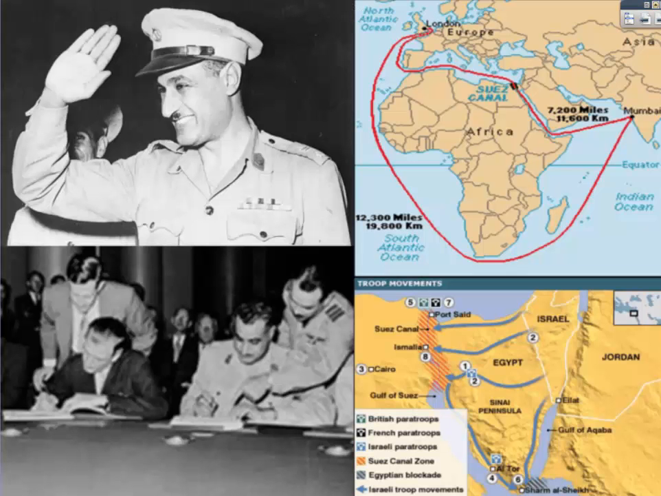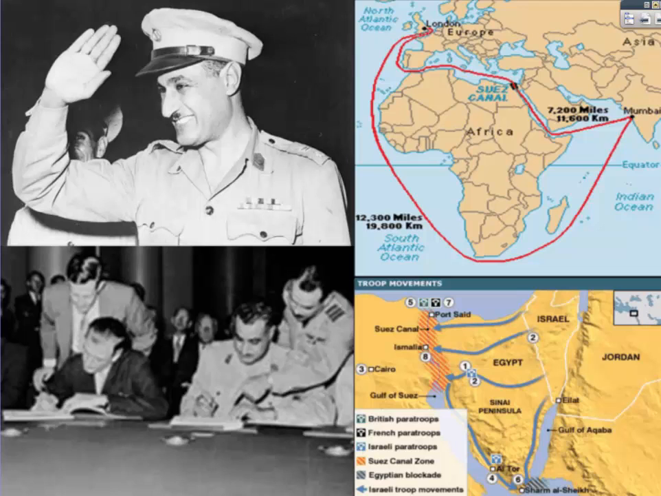On the upper left, you can see General Nasser. On the bottom left, you can see him signing agreements with the Soviet Union. In the upper right, you can see a map showing just how much shorter it would be for a British trading vessel to use the Suez Canal to get to India rather than going all the way around the tip of Africa. And on the bottom right, you can see troop movements when the British, French, and Israelis invaded the Suez region.